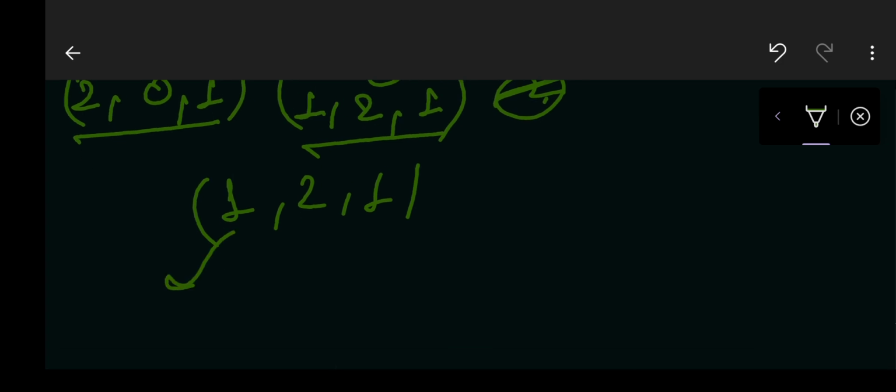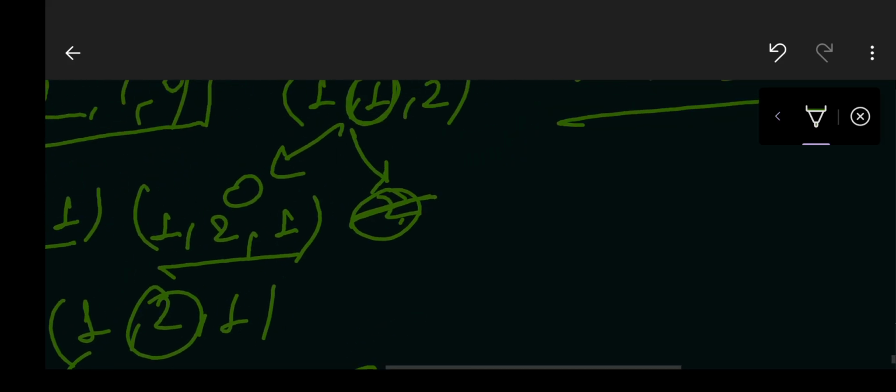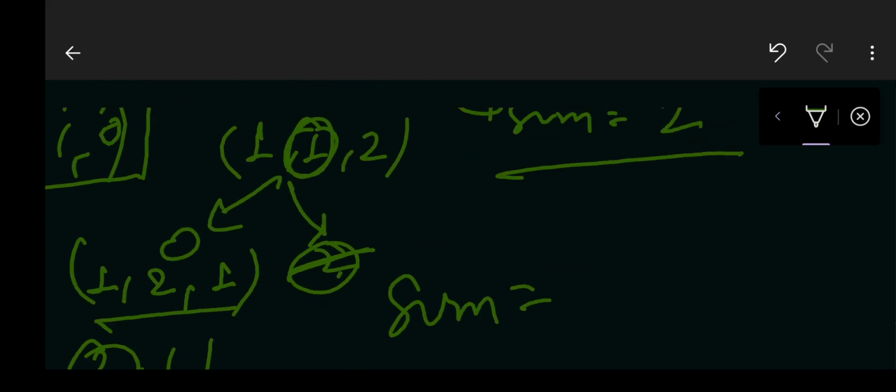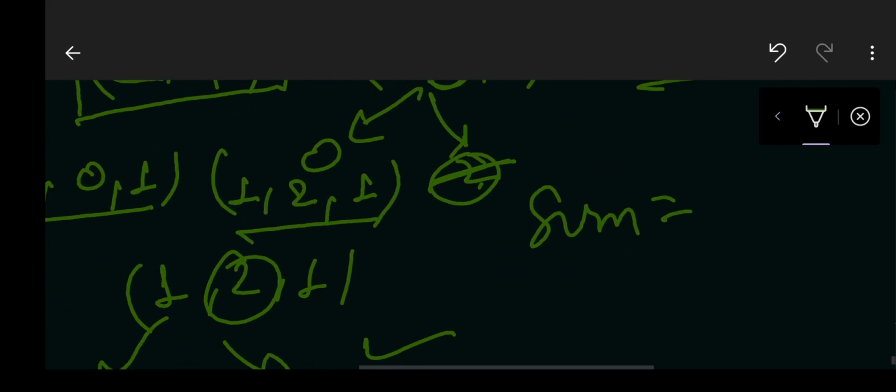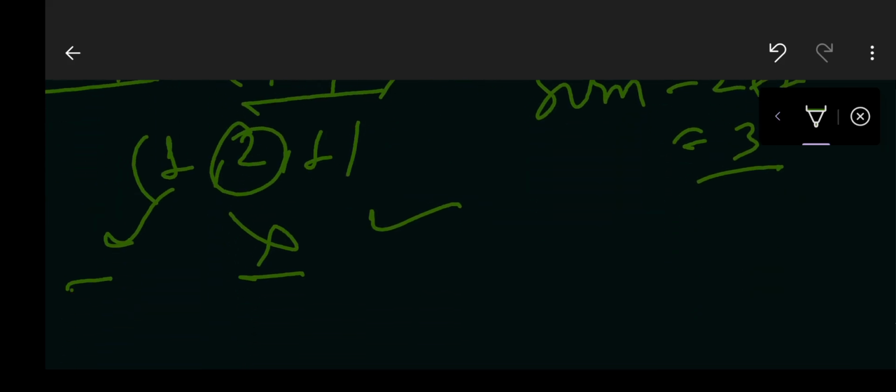Okay, so now you can go to the neighbor of 2, you can go to the other neighbor of 2, you can do the same thing, you can change the sum. The sum before was 2, the sum now is 2 plus 1, it's 3. Okay, so you can change the sum also. You can go to the other neighbors of 2, you can change the sum also.